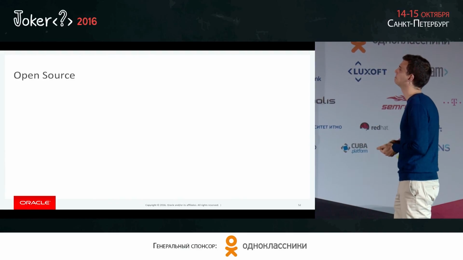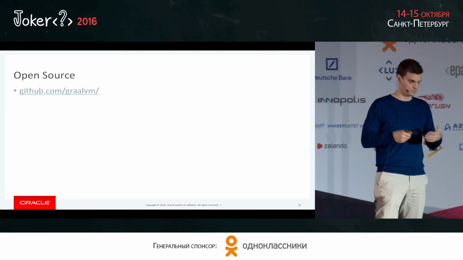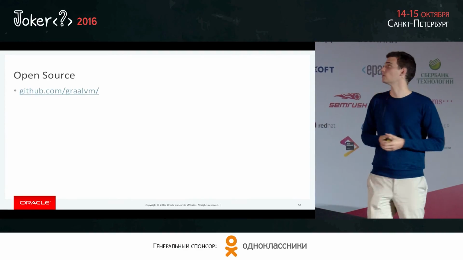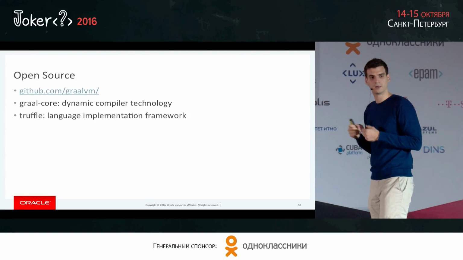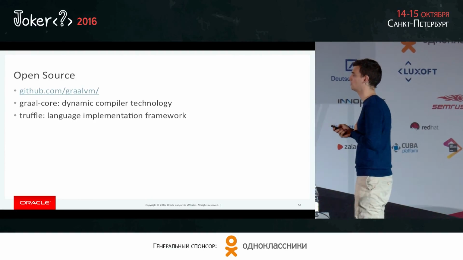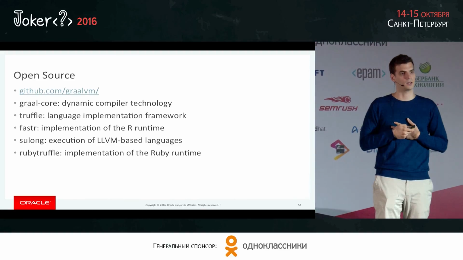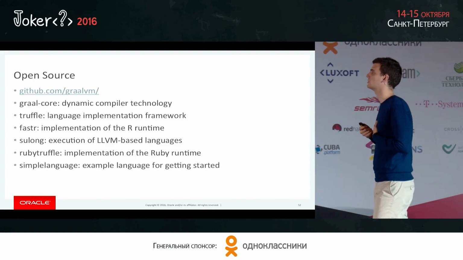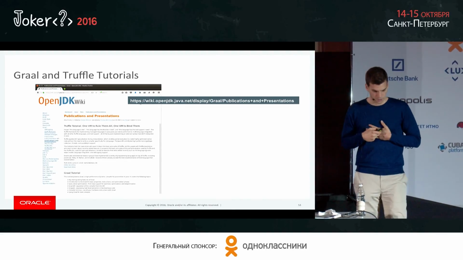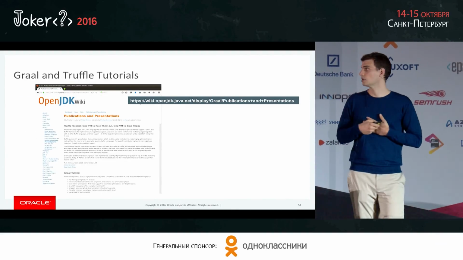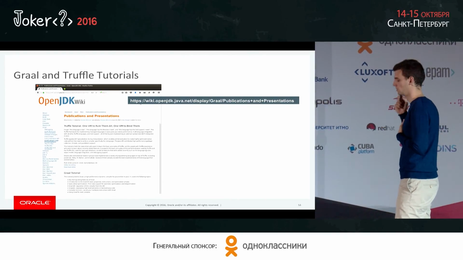Many of these efforts are open source, which is really cool, because when you work for a company like Oracle, that's not often the case. The whole Graal VM is open source. The Graal core compiler, most of the compiler, is on GitHub. Truffle as well, FastR, Sulong, which is the LLVM, Ruby Truffle, and the simple language, which is our example language. They're all open source. If you want to learn more about these technologies, you can go to the Graal and Truffle tutorials. You have them on this link.